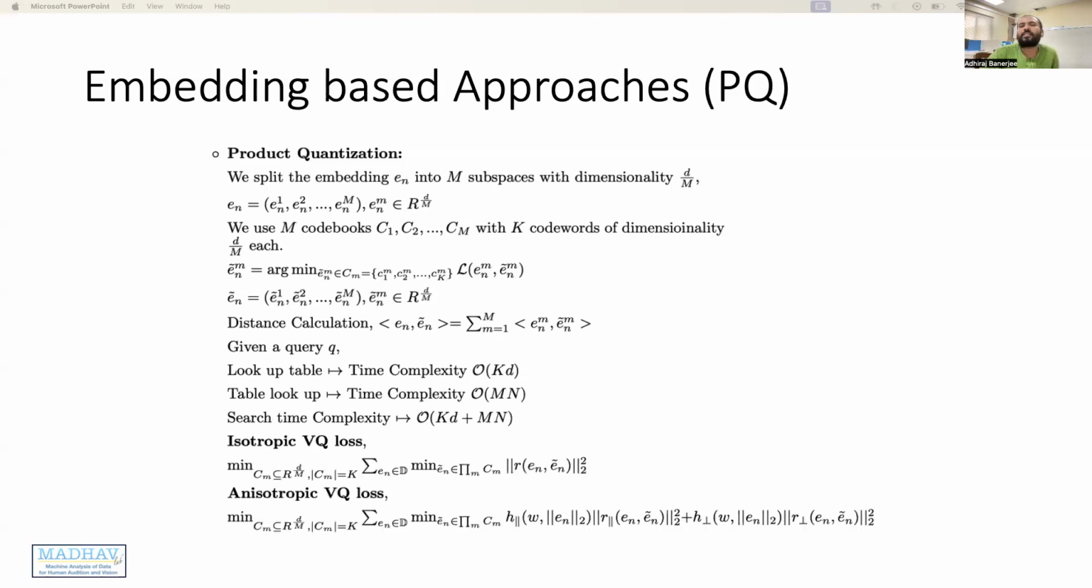The following two equations present the versions of our quantization loss and anisotropic quantization loss when we use product quantization.